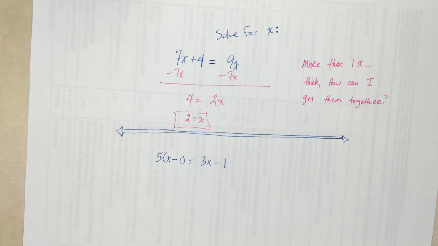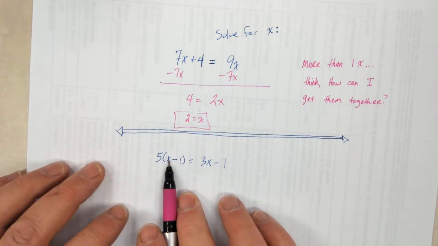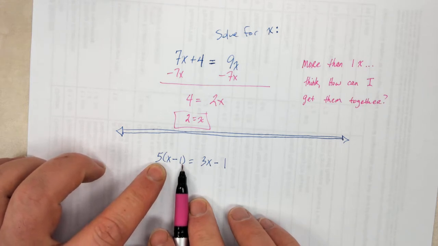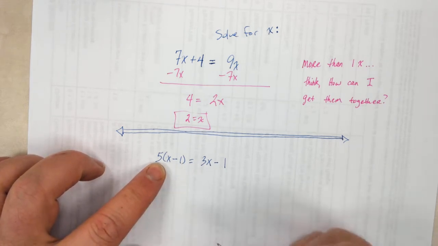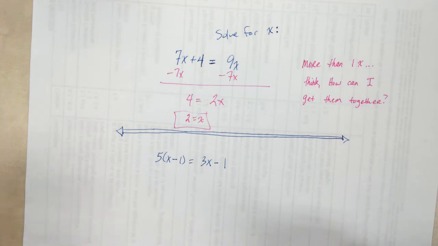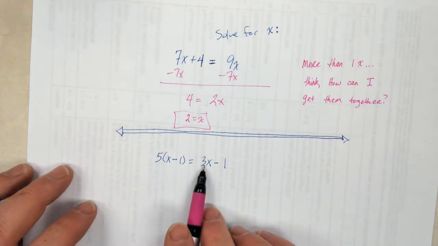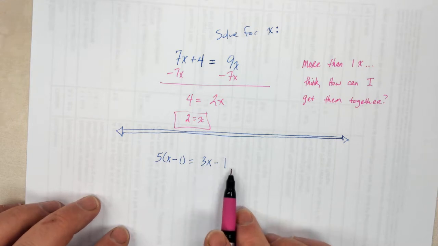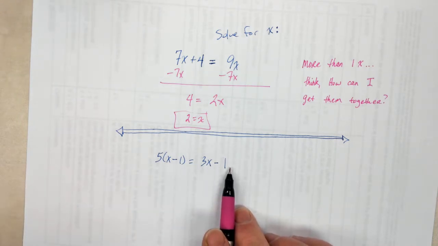So this one's a little different, so let me walk you through it, okay? The reason this one's tricky is you can't get this x together with this one because of the parentheses. So you have to get it out of the group first. There's a couple ways you can do it. We could divide everything by 5, but that would be ugly because you'd have a fraction and another fraction. So I wouldn't want to do that.